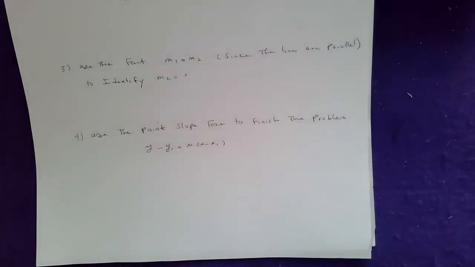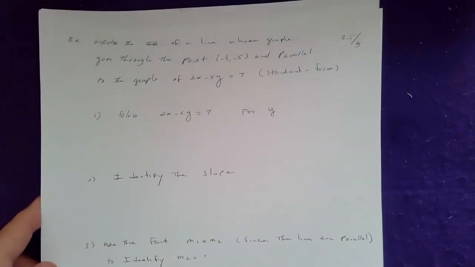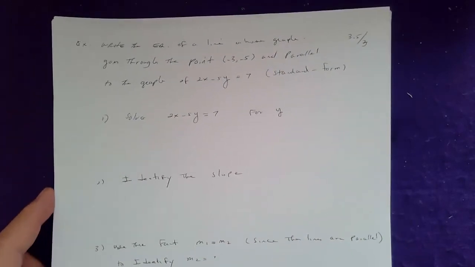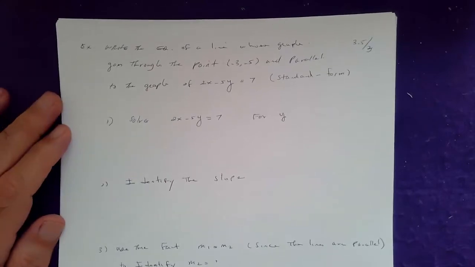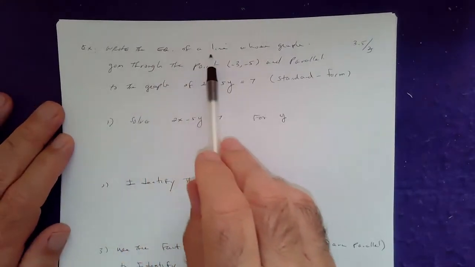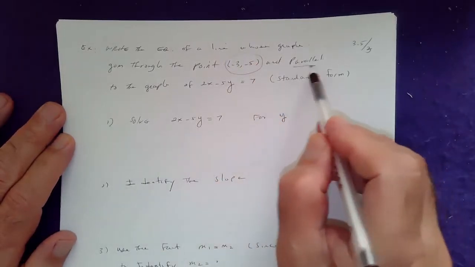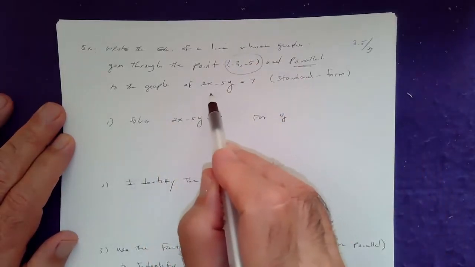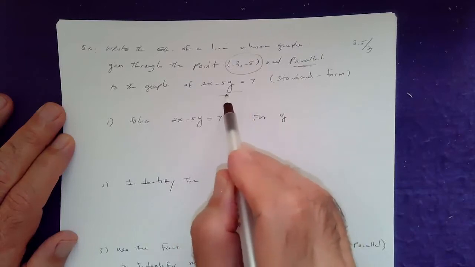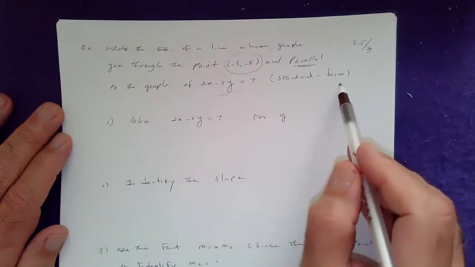So now let's do problems concerning parallel and perpendicular lines, excuse me. The statement of the problem is: write the equation of a line whose graph goes through this point and is parallel to the graph of this equation, this line, and leave the answer in standard form.